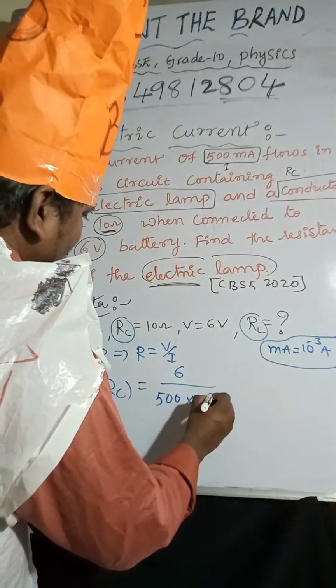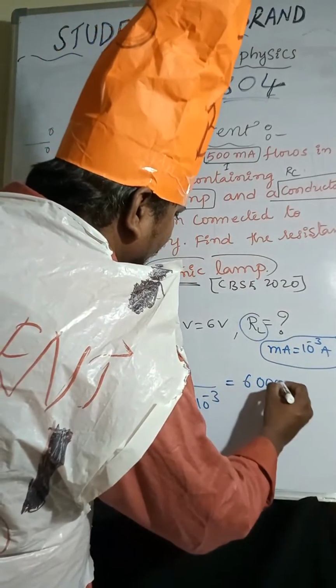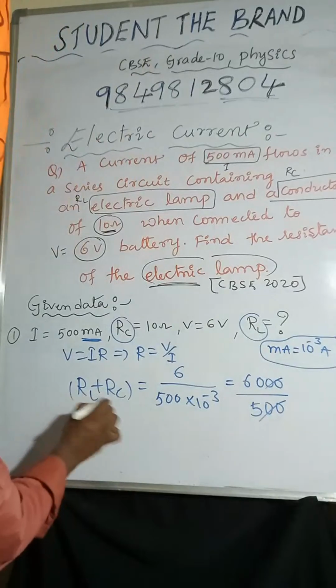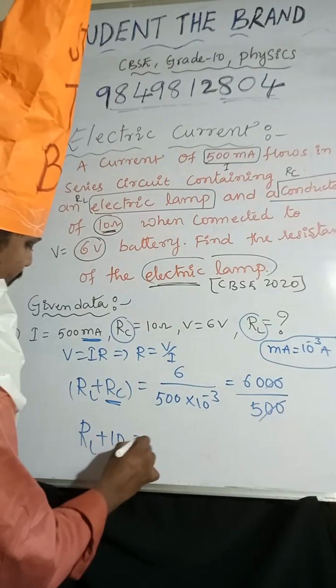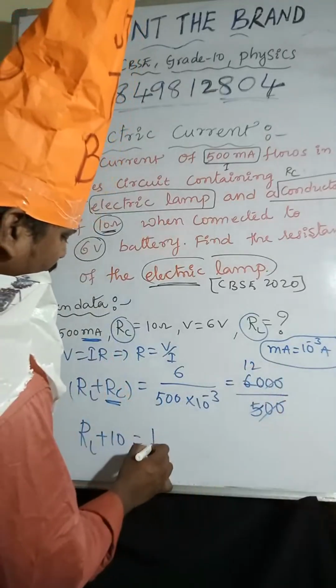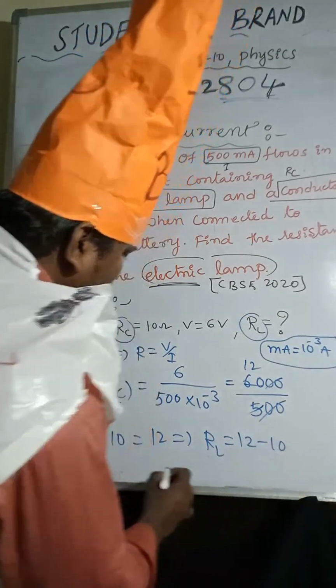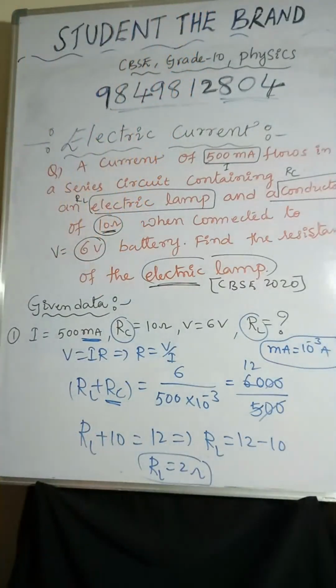500 into 10 power minus 3, so it goes up. 6000 by 500, so two zeros get cancelled. RC is how much? 10. RL plus 10 equal to 60 by 5, so 12. Then RL equal to 12 minus 10, so RL equal to 2 ohm. Is it clear? Is it correct? If it is wrong, just let me know.